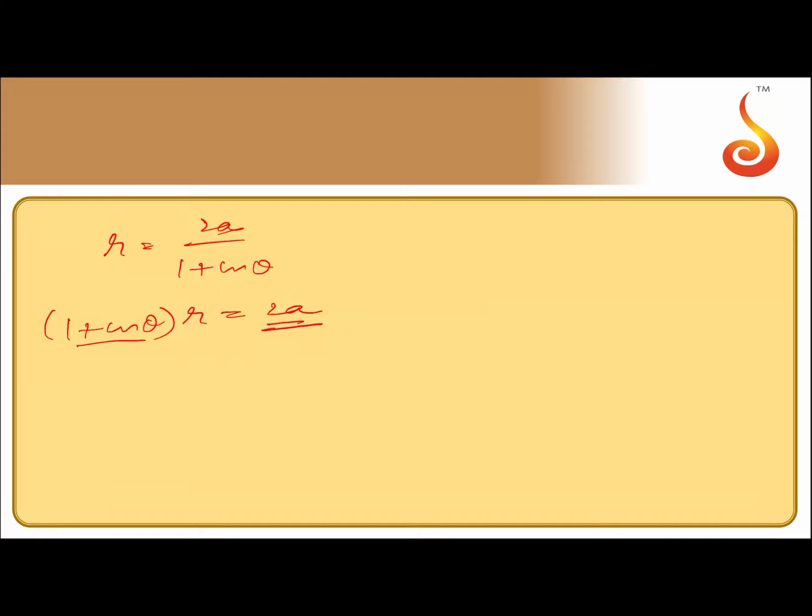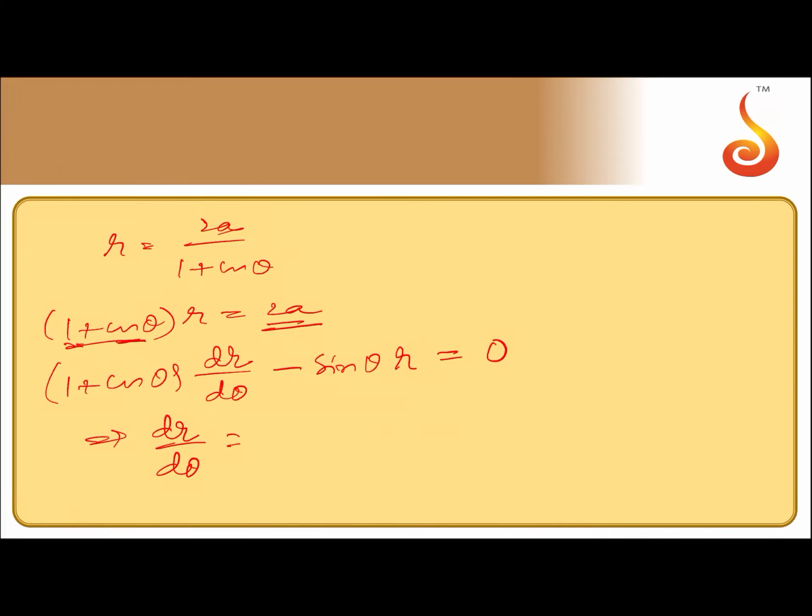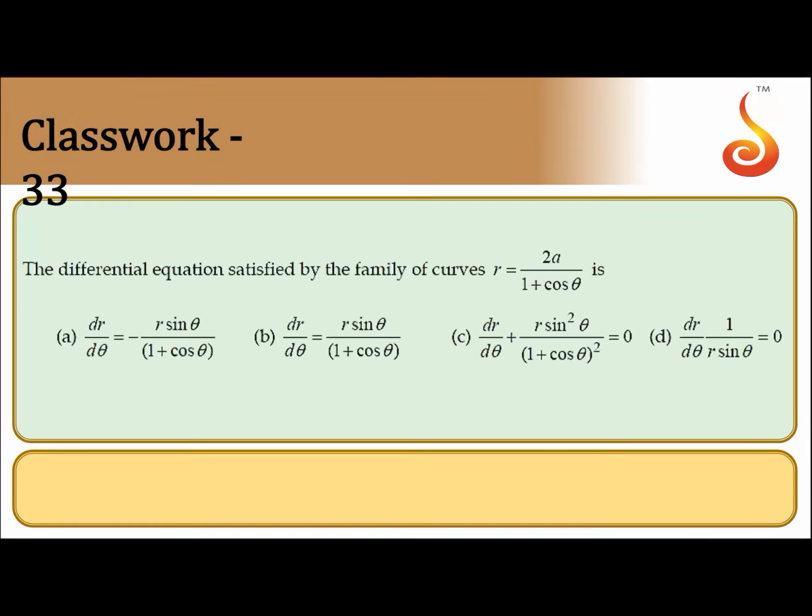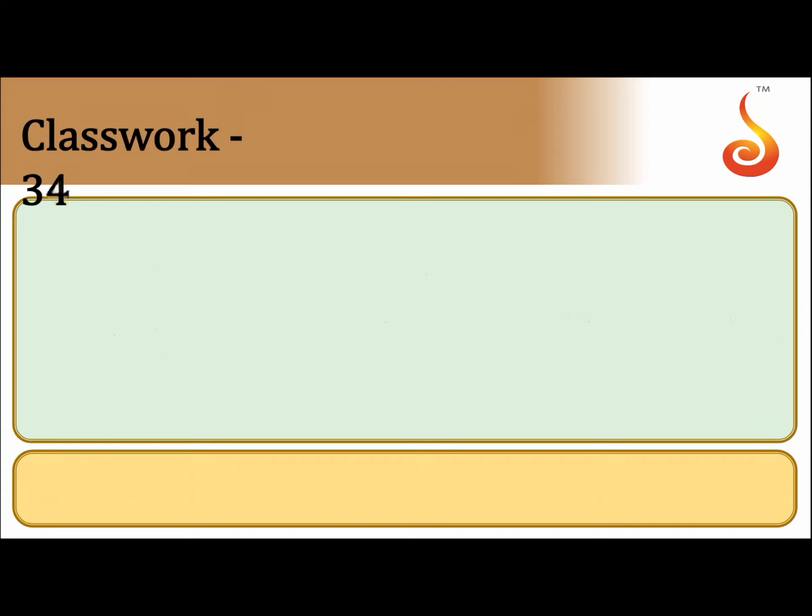Here, with respect to theta, you are differentiating. 1 plus cos theta, keep it as it is. r derivative with respect to theta is dr by d theta. And 1 plus cos theta, 1 derivative 0, cos theta derivative minus sin theta multiplied by r is equal to 0. So from here, dr by d theta is equal to sin theta into r divided by 1 plus cos theta. So the second option.